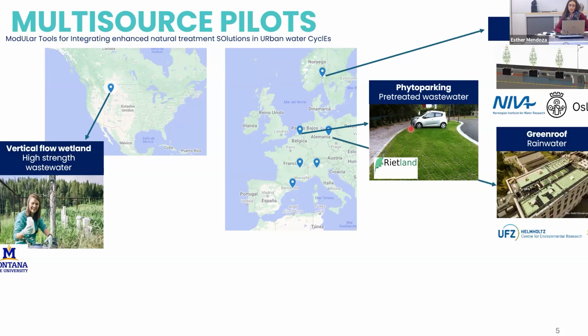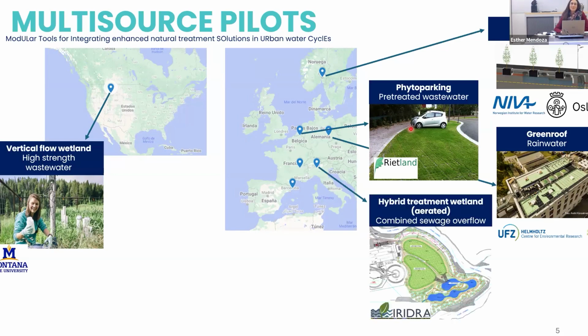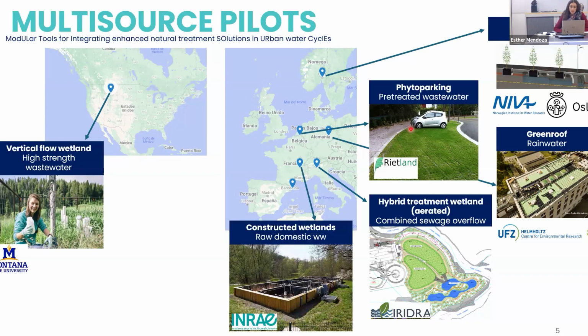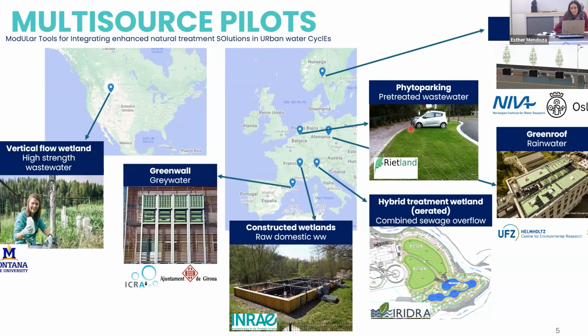In Leipzig, in Germany, there is the green roof for rainwater management. Then within a pretty big space park in Merano, in the north of Italy, there are the hybrid treatment wetlands that work with combined sewage overflow. In France, next to Lyon, there are the pilots of constructed wetlands that treat raw domestic wastewater from a nearby neighborhood. And finally, here at ICRA, that I will show you a little bit more, we have the green wall to treat gray water.